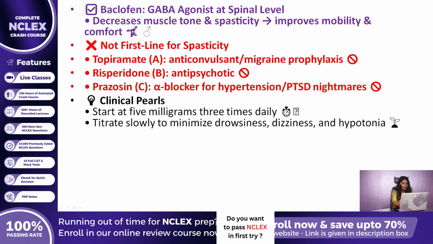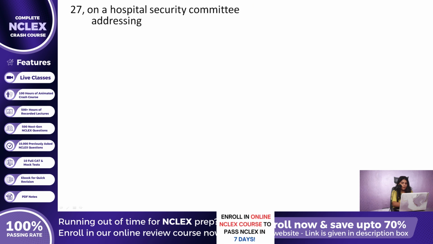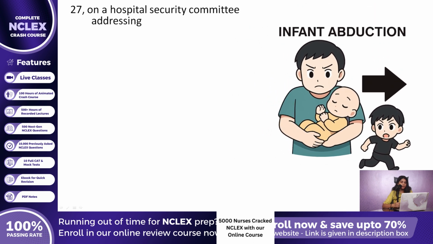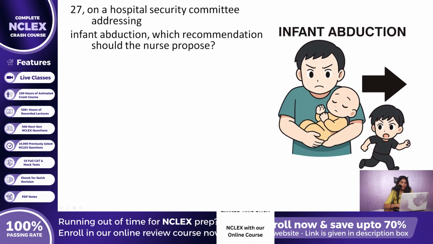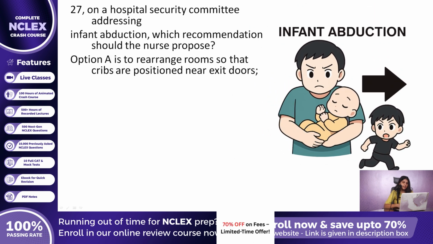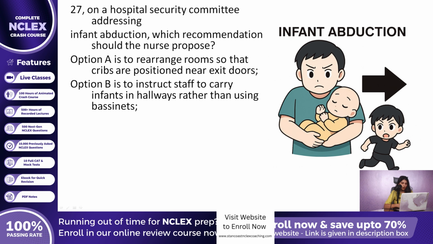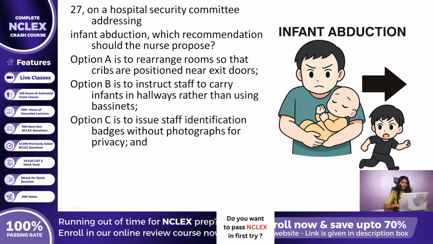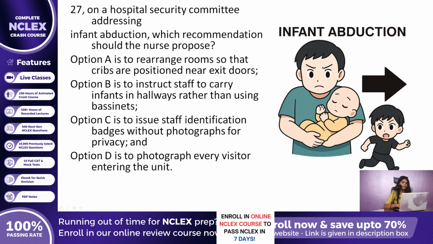Turning our attention to question 27, on a hospital security committee addressing infant abduction, which recommendation should the nurse propose? Option A is to rearrange rooms so that cribs are positioned near exit doors. Option B is to instruct staff to carry infants in hallways rather than using bassinets. Option C is to issue staff identification badges without photographs for privacy. And option D is to photograph every visitor entering the unit.